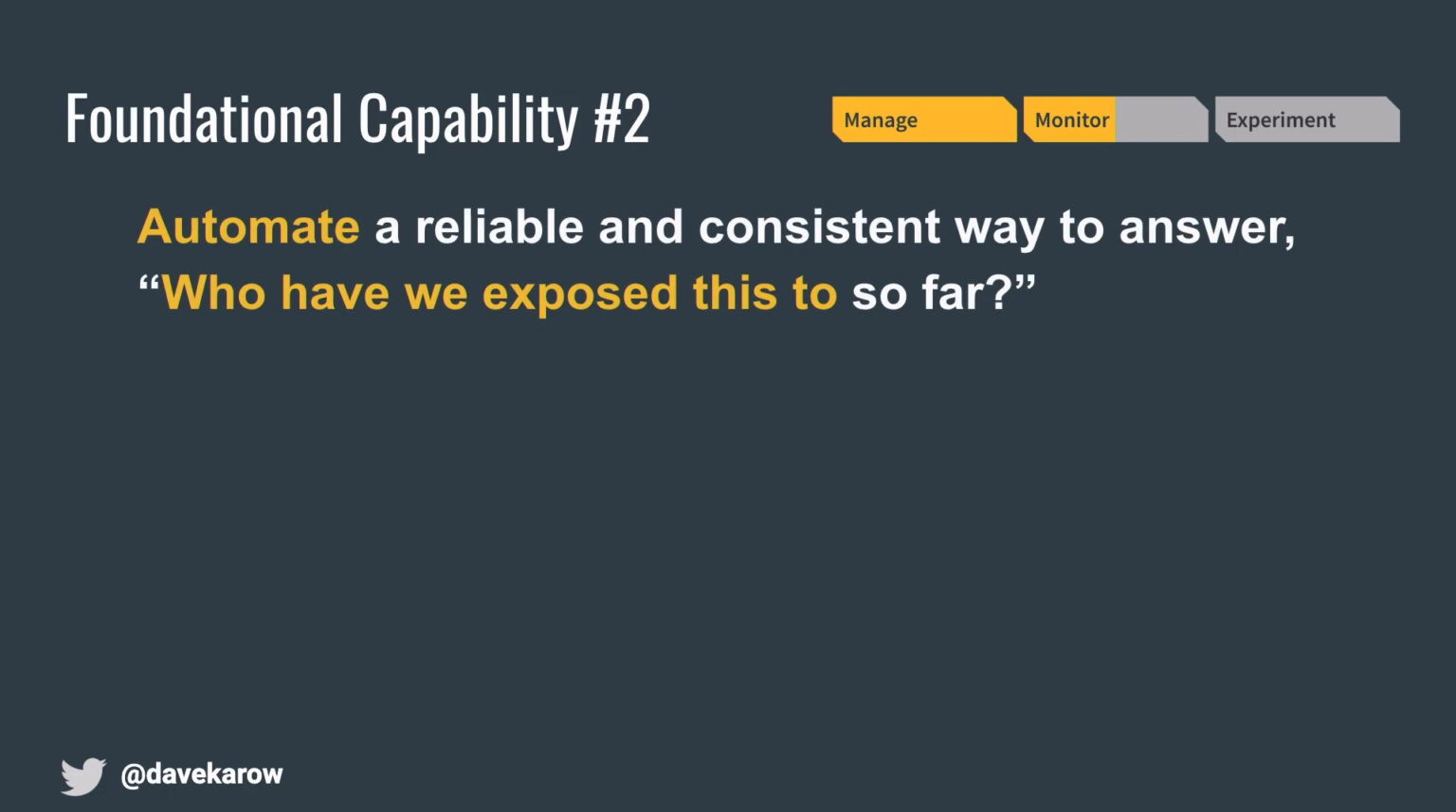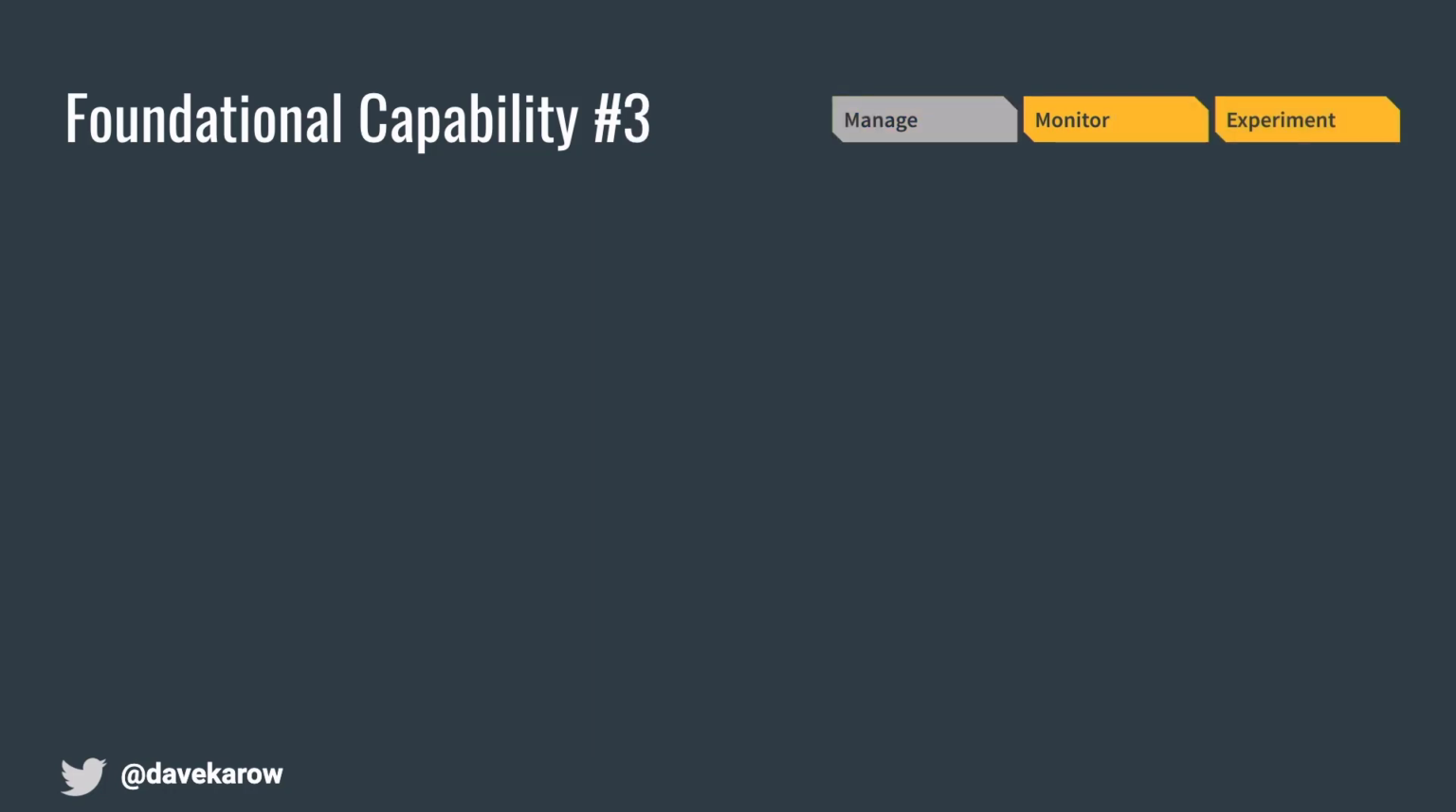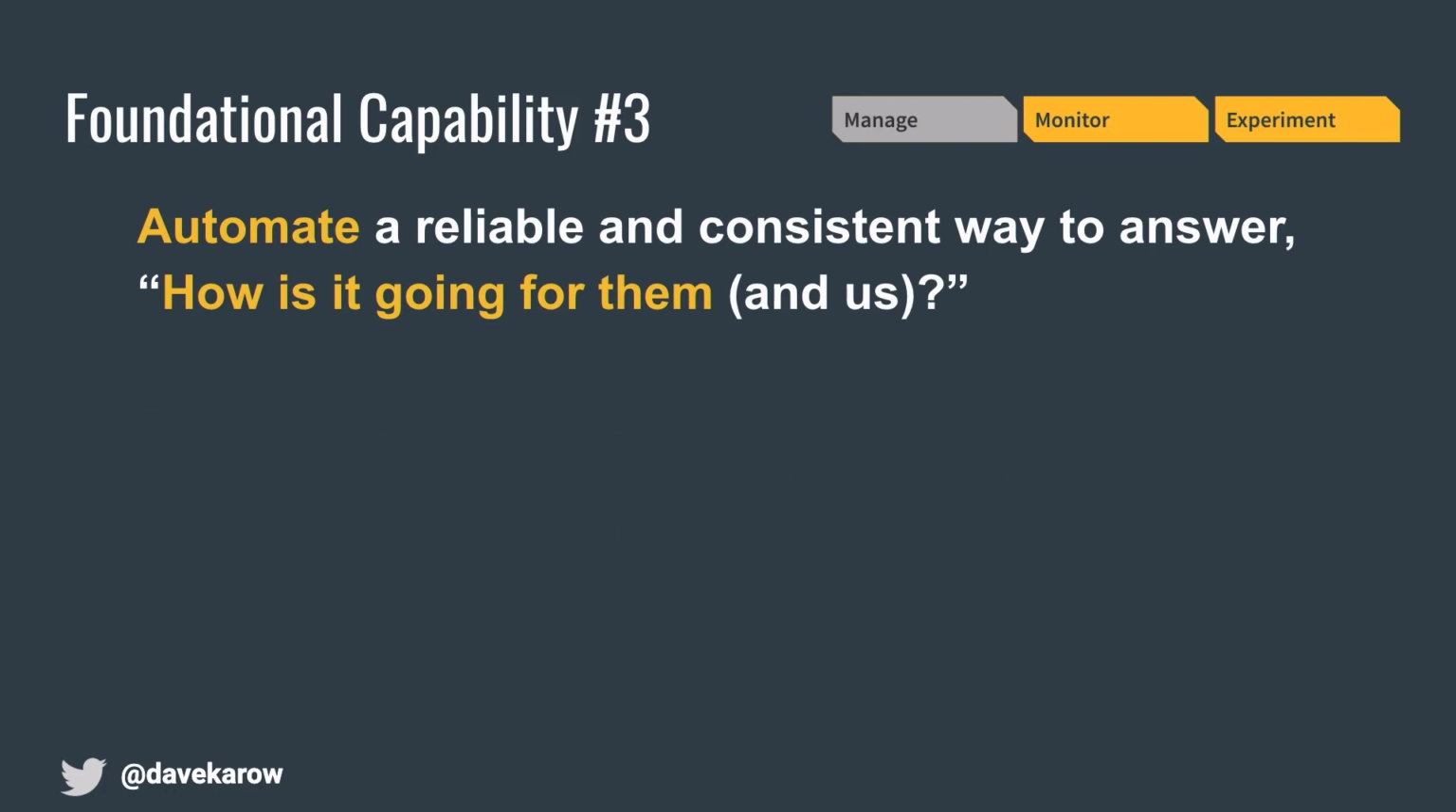Second one is I need to automate a way to see who I've exposed this to. I don't want to run queries ad hoc. I want it to be really obviously easy to know who's got it, who hasn't. And likewise, I want to do that for how it's going. I want to automate how it's going.